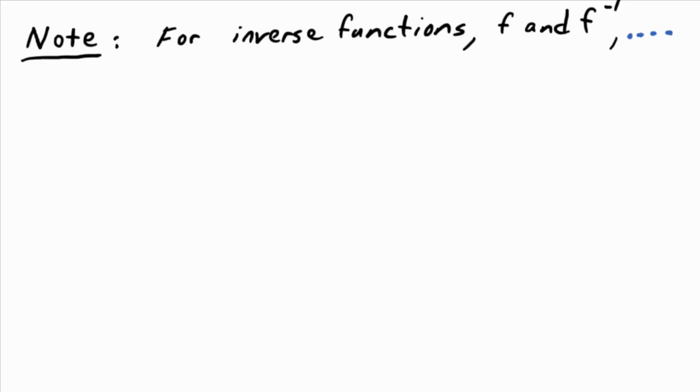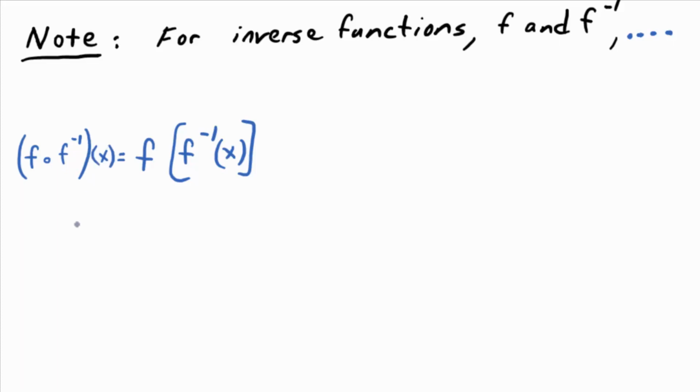So here's the big note. This is the really big result of this section, you guys. Note, for inverse functions f and f inverse, it turns out that if you compose them, if you take f of f inverse of x, which is really the same as f circle f inverse of x, if you compose those two functions, they knock each other out, and you just get x.